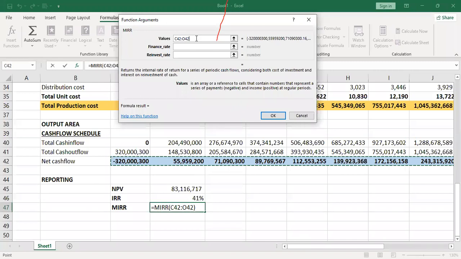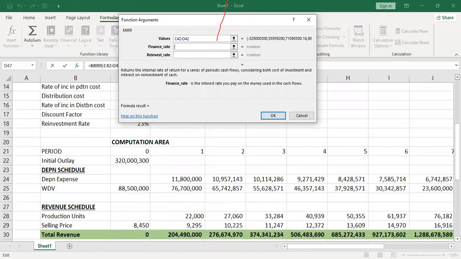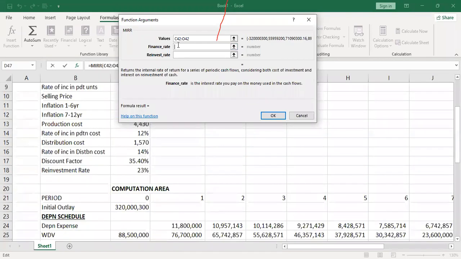And then after that, click on the finance rate. In this case, the finance rate is the discount factor. The finance rate is the discount factor.